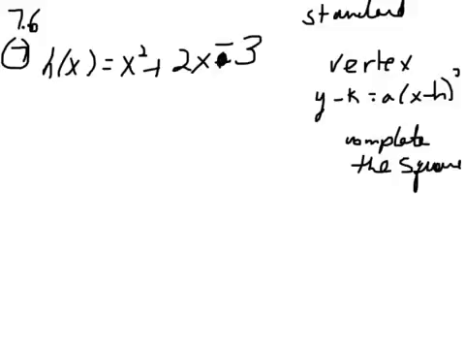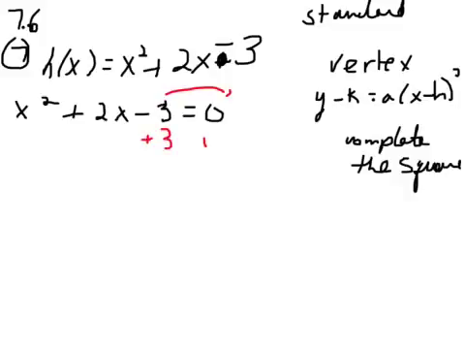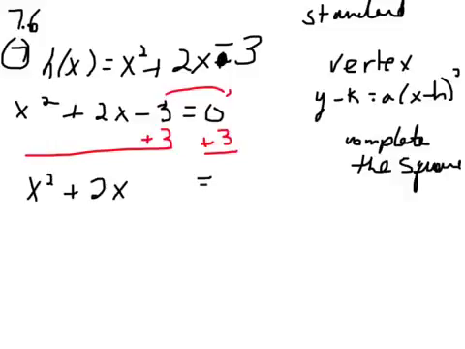All right, so here we go. If I'm going to complete the square, I take the equation, x squared plus 2x minus 3, and I set it equal to 0. Now, if you remember when we completed the square, what we did is first we moved the constant term over to the other side. I'll add 3 to each side. Okay, now that gives me x squared plus 2x is equal to 3.